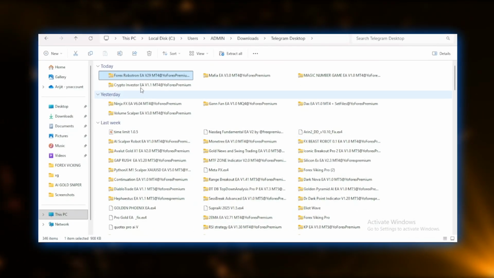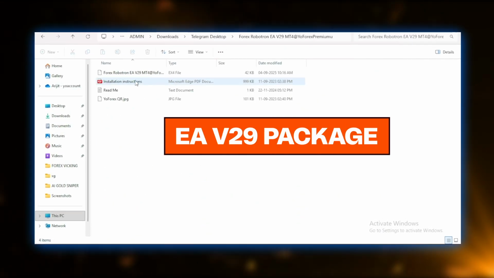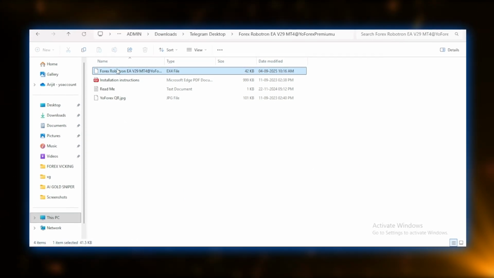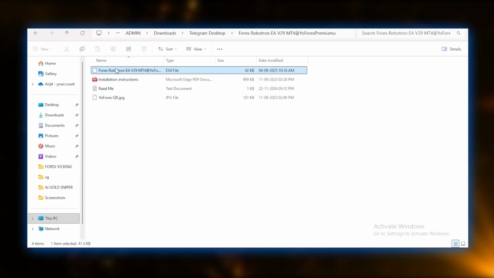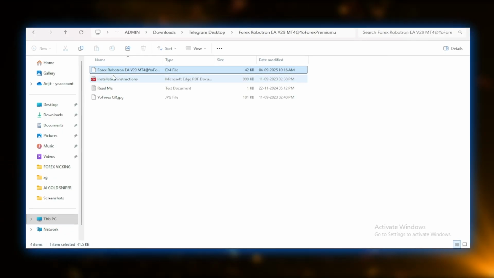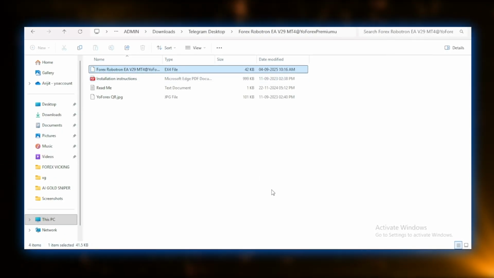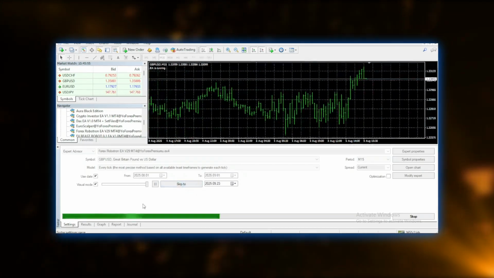After downloading the Forex Robotron EA V29 package, you'll find the EA file, installation instructions, and a README guide inside the folder. Simply copy the .ex4 file into your MT4 Experts folder, restart your terminal, and attach the EA to your desired chart. Now let's move on to the backtesting part.